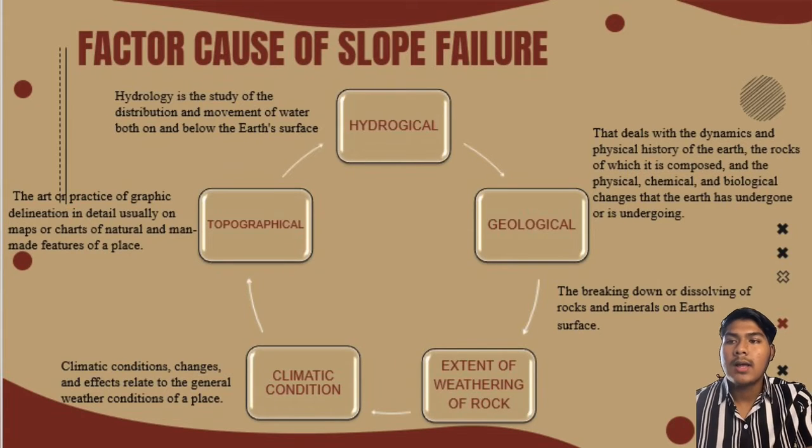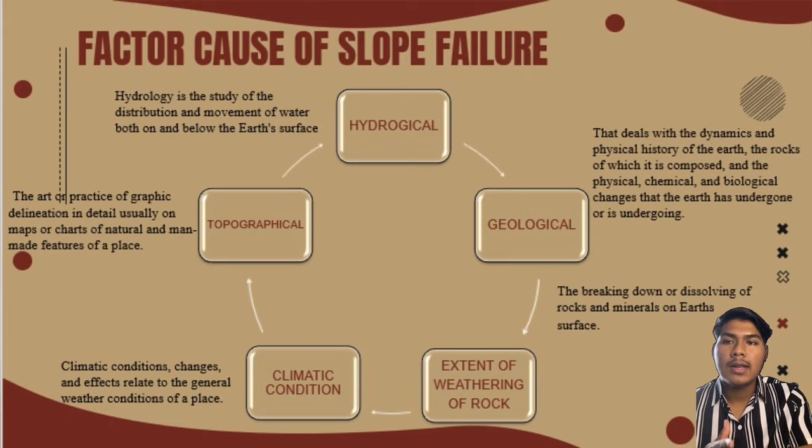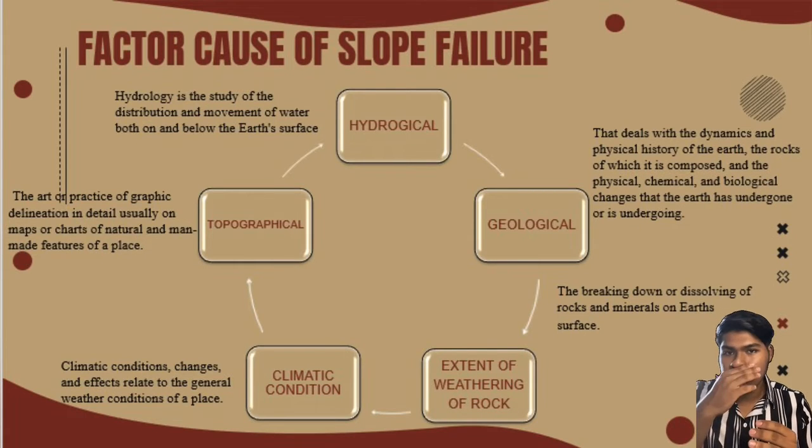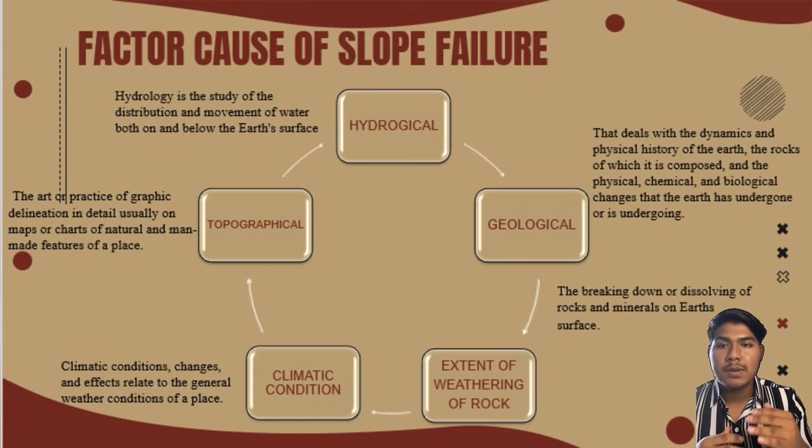Topographical is the art or practice of graphic delineation in detail, usually on maps or chart of natural and man-made features of a place. Maksudnya kat sini ialah seni ataupun amalan grafik yang terperinci, selalunya ia dilukis pada peta ataupun carta alam, dan ianya dibuat oleh manusia dengan ciri-ciri sesuatu tempat.